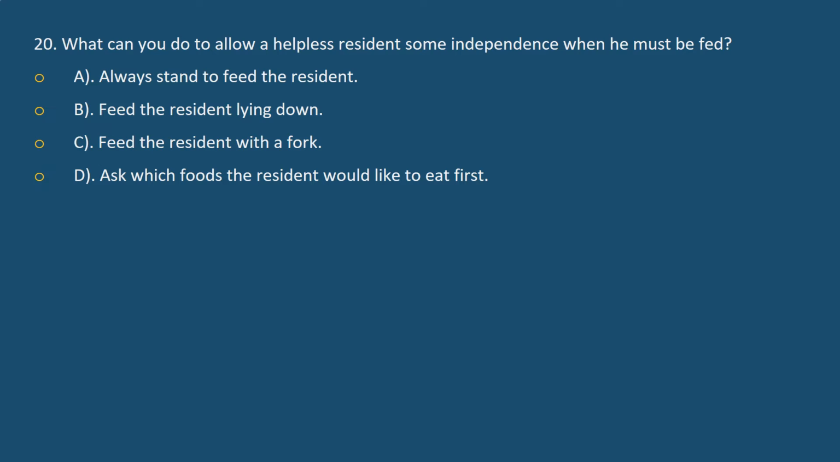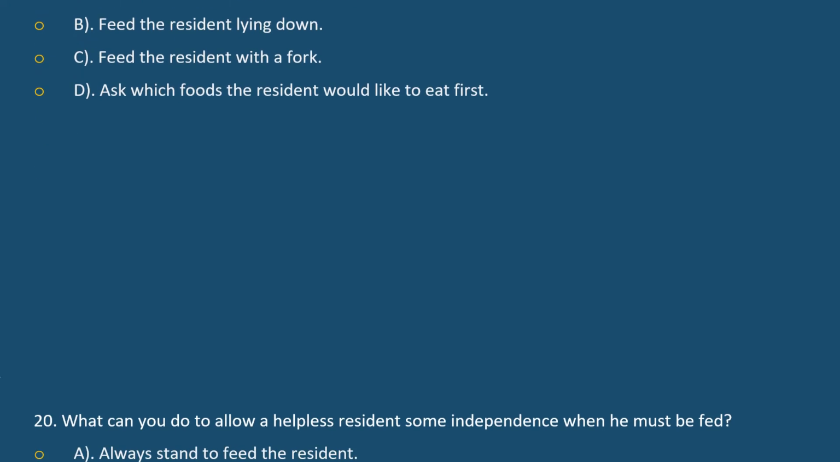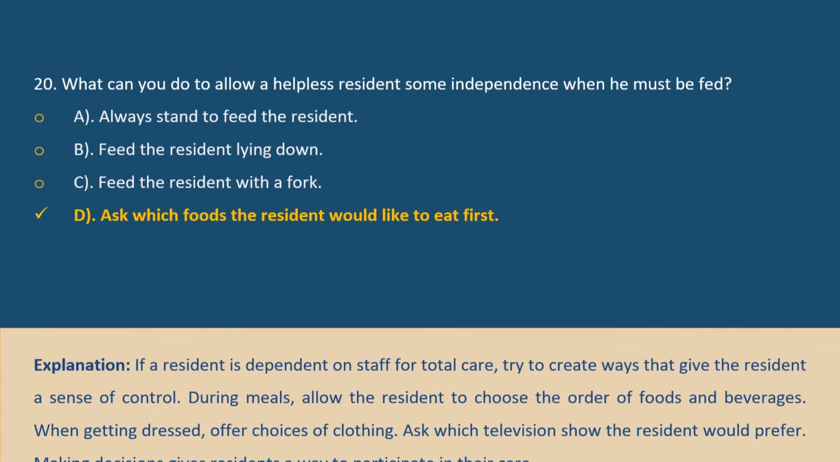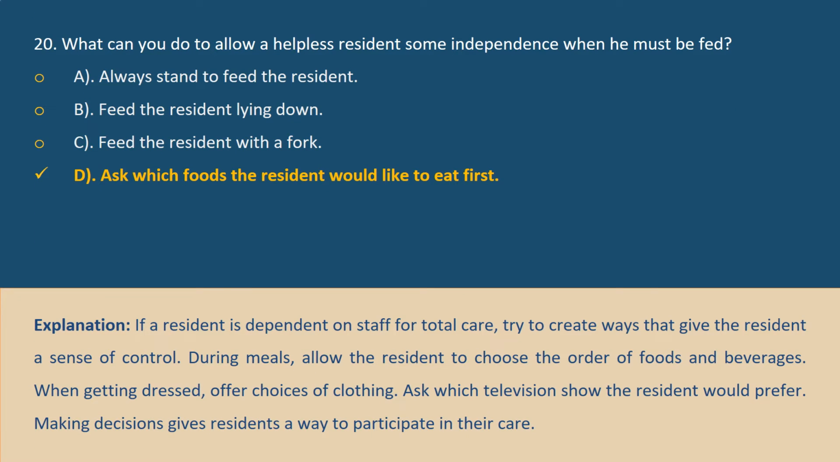Question 20. What can you do to allow a helpless resident some independence when he must be fed? A. Always stand to feed the resident. B. Feed the resident lying down. C. Feed the resident with a fork. D. Ask which foods the resident would like to eat first. Answer D. Ask which foods the resident would like to eat first.